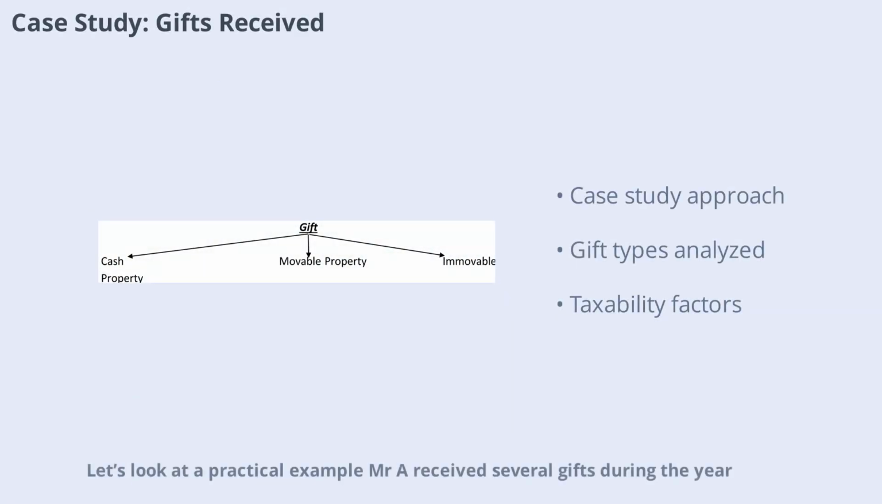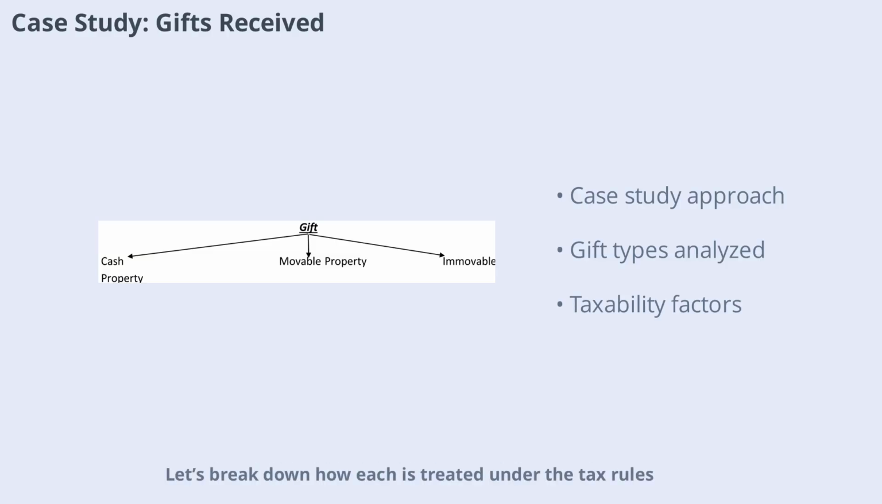Let's look at a practical example. Mr. A received several gifts during the year, including cash and movable property from friends and relatives. Some gifts were on special occasions while others were regular. The taxability of each gift depends on the amount, the relationship with the giver, and the occasion. Let's break down how each is treated under the tax rules.